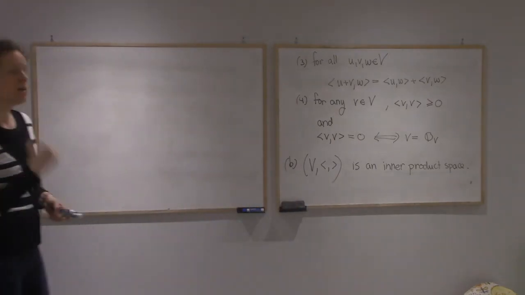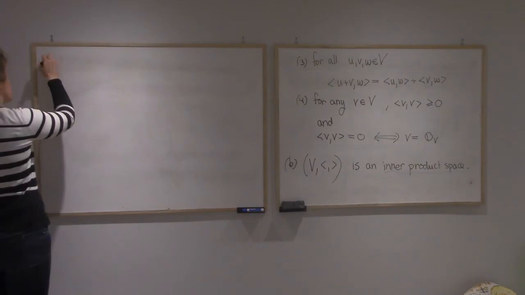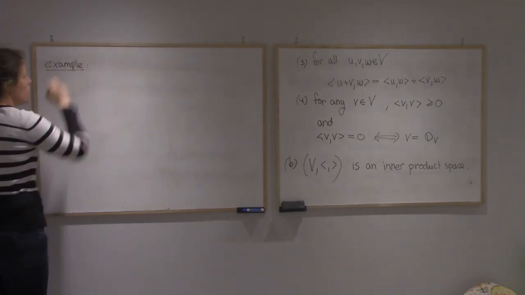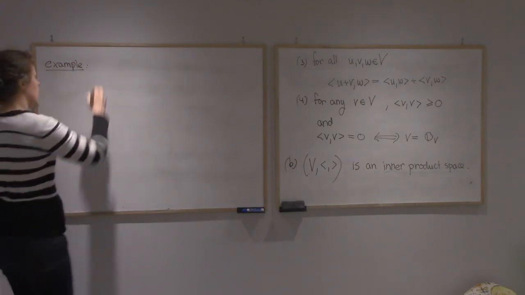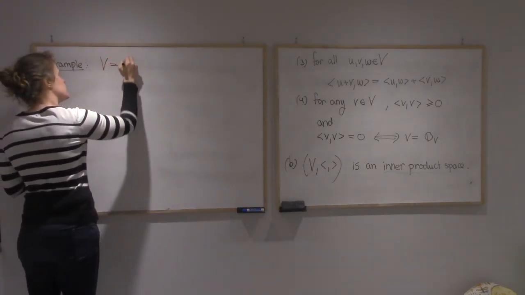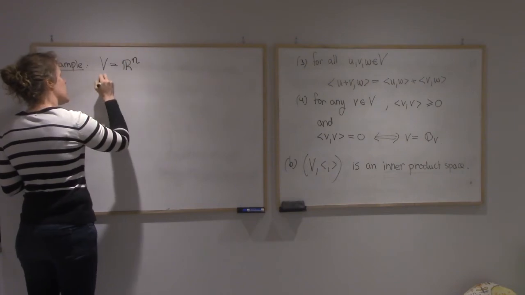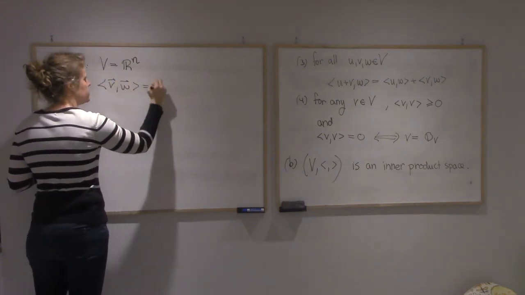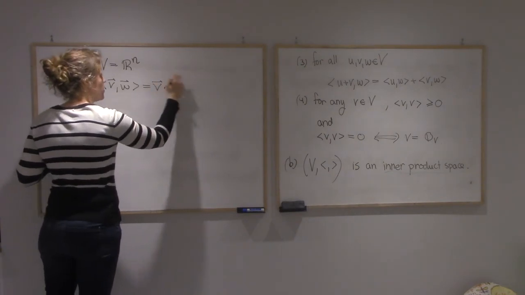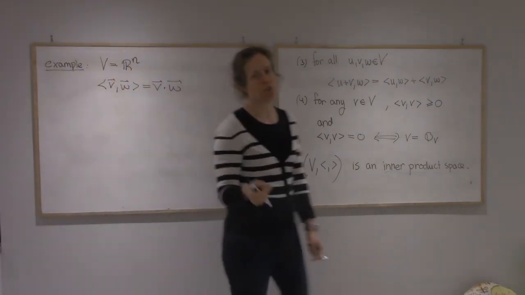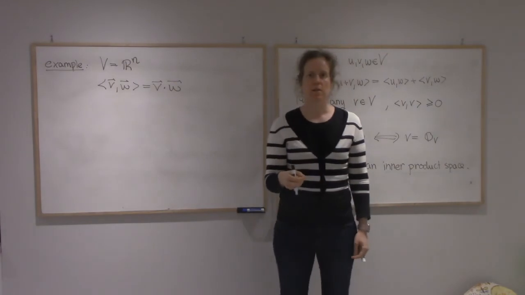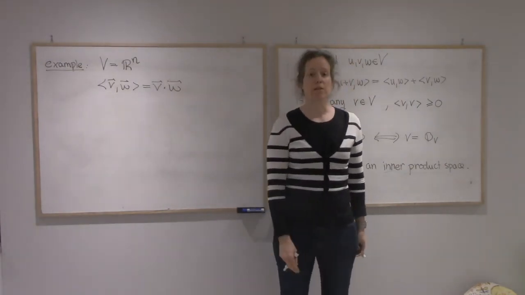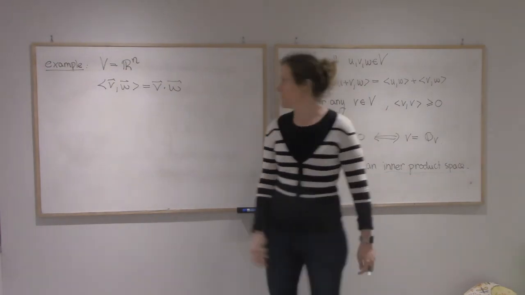All right, so let me look at an example. The first one is going to be pretty short. We're just going to look at V equals Rn, and <v, w> is v dot w. All right, so the example that we started from, the dot product, is an inner product. And so Rn, the Euclidean space that we've been working with, is an inner product space.